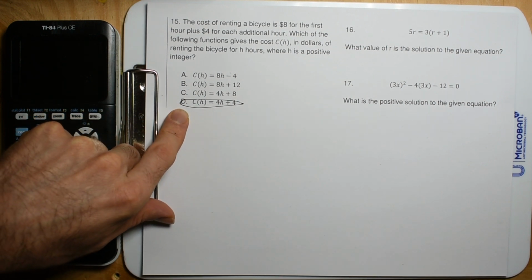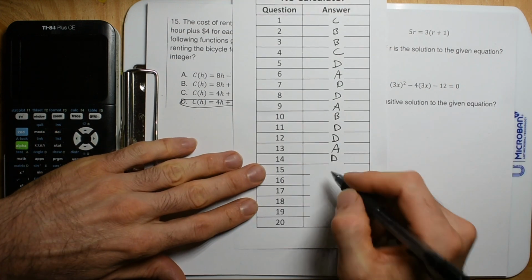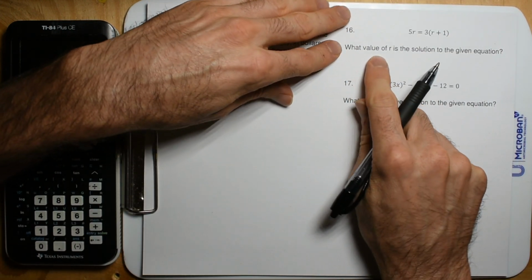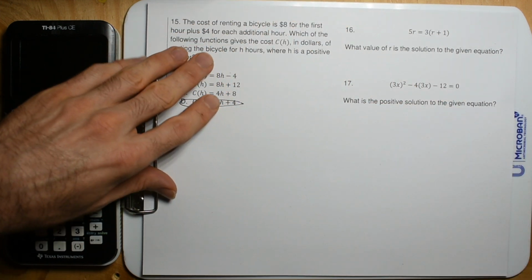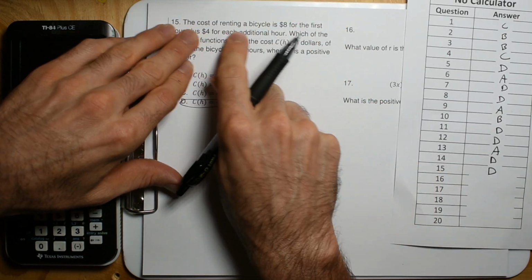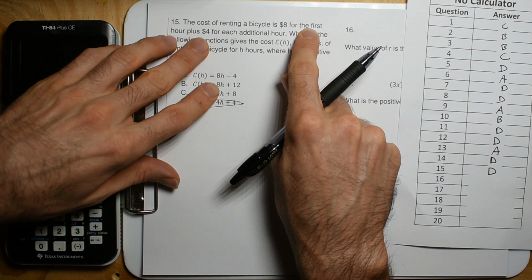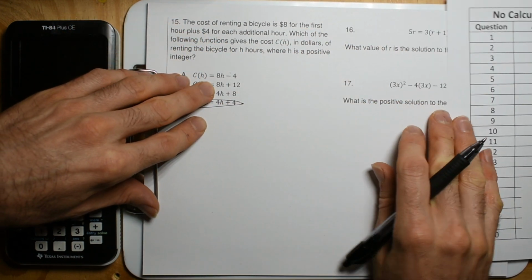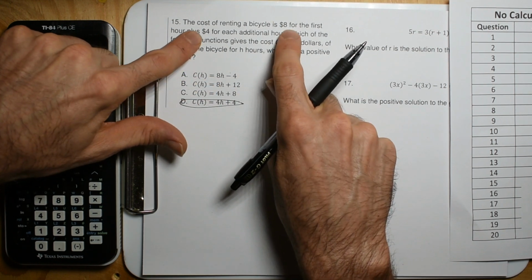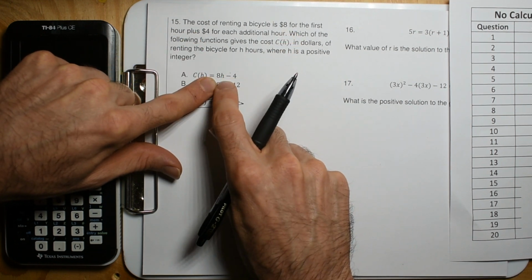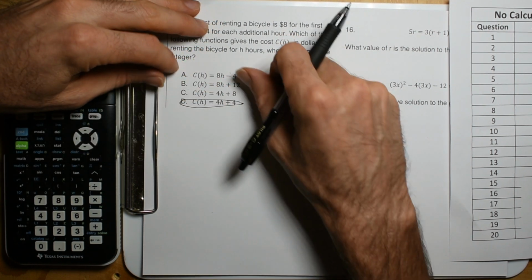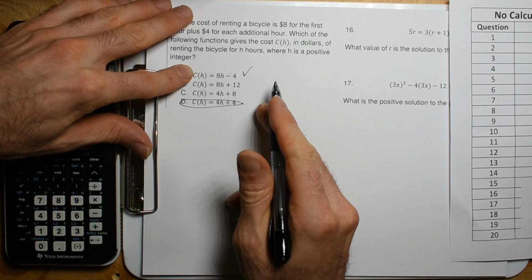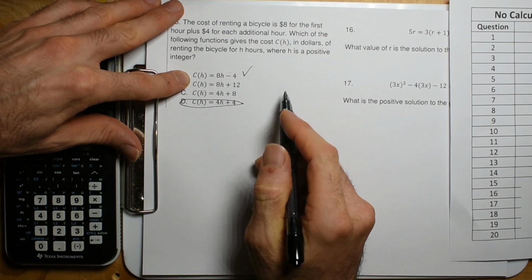Okay, we just rented it for 1 hour, and this has to be 8. It's D. So you can play around with that one as much as you want, but I'm satisfied I did one fast. All right. What value of R, and let's see, the cost of renting a bicycle is $8 for the first hour plus 4. So let's rent it for 2 hours. That's going to be 12. So it's going to be 16 minus 4. So that one would work. This one does work for that, it just doesn't work for the first one. You know what I mean?